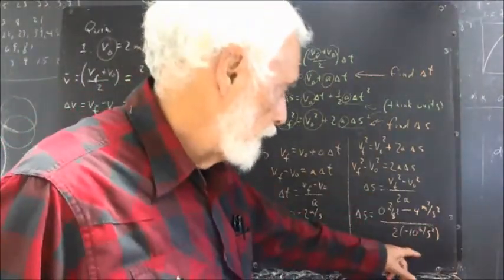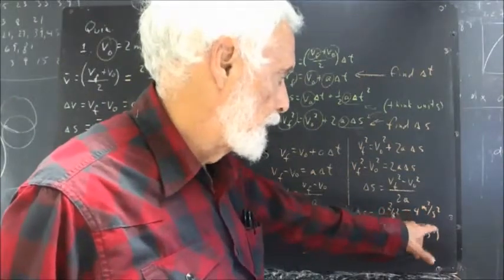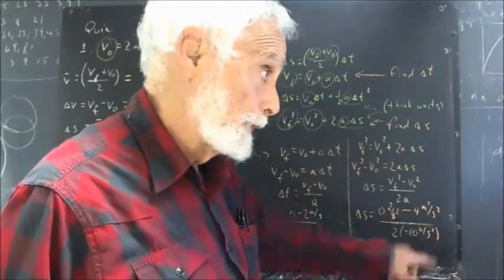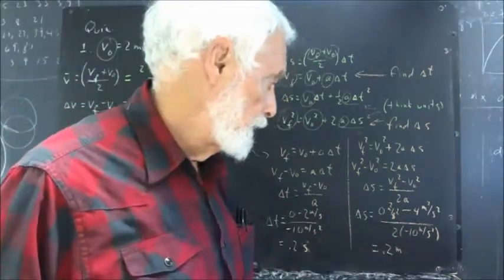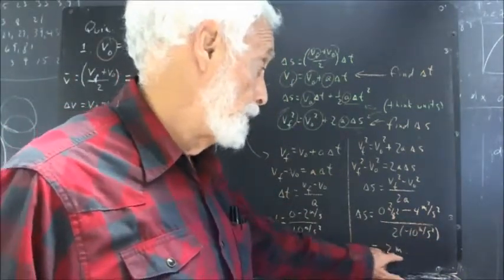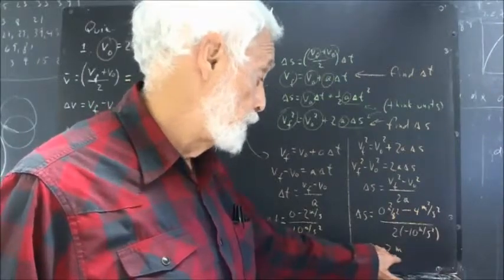So when we divide the meters per second squared in the numerator by the meter per second squared in the denominator, remember we invert and multiply the units of the denominator, and we end up with units of meters. We end up with 0.2 meters.